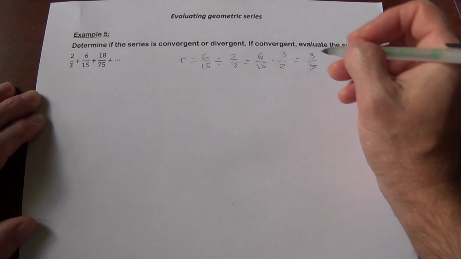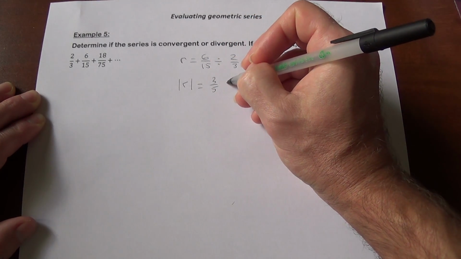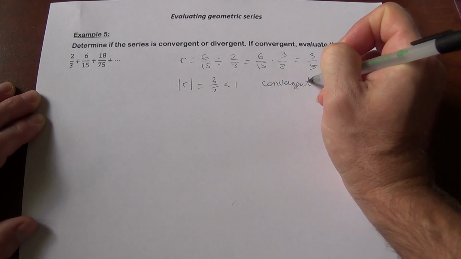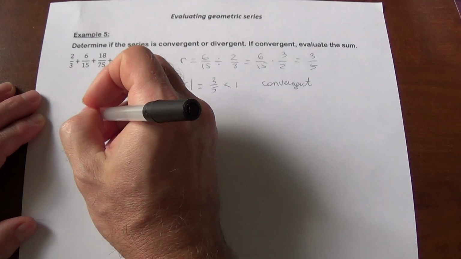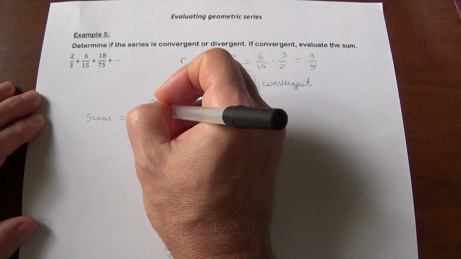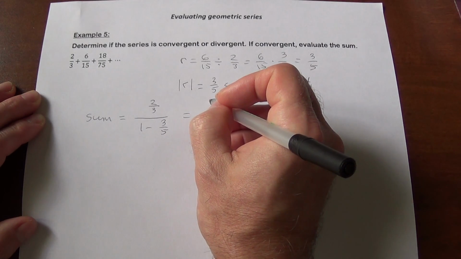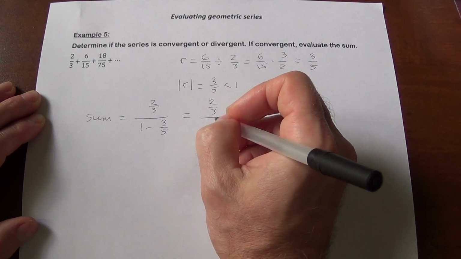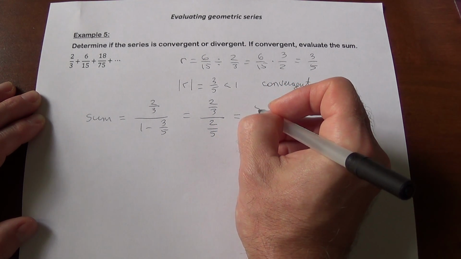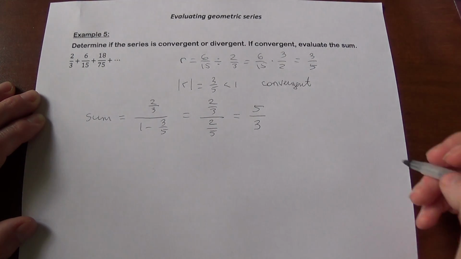And that is, if you take the absolute value, still 3/5, which is less than 1. So the series is going to be convergent, and we can find the sum. So the infinite sum here is going to be, oh yeah, we have the first term, sorry, 2/3 over 1 minus 3/5, which is going to be 2/3 divided by 1 minus 3/5 will give you 2/5, and it's going to end up giving us 5/3 as our final answer.